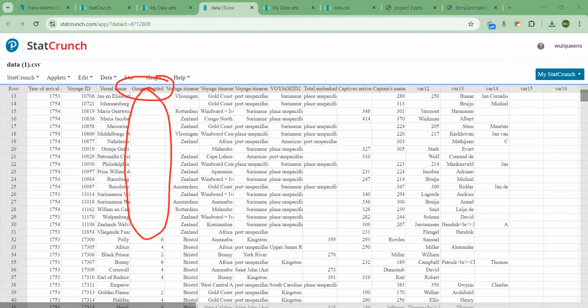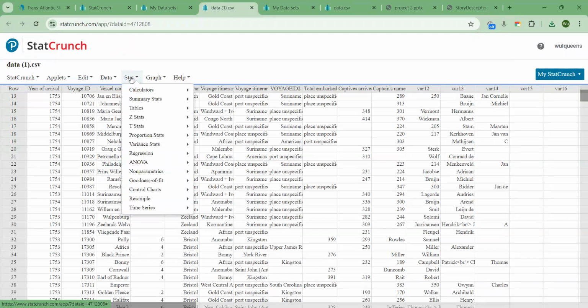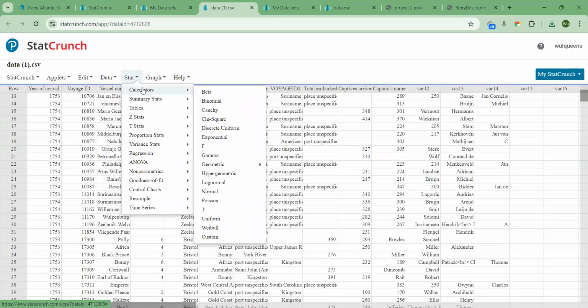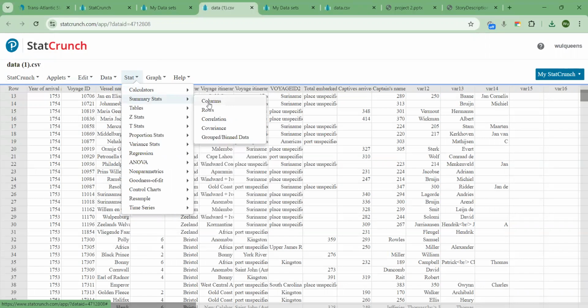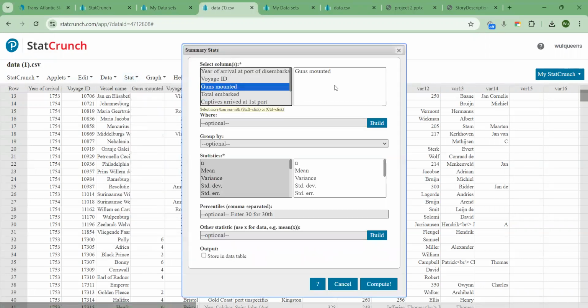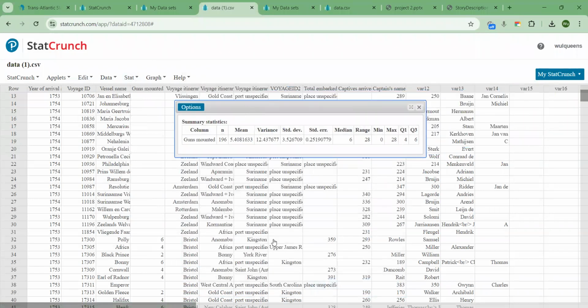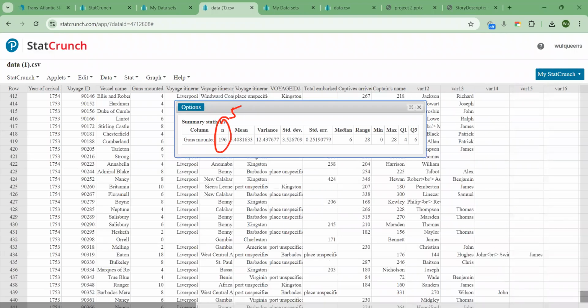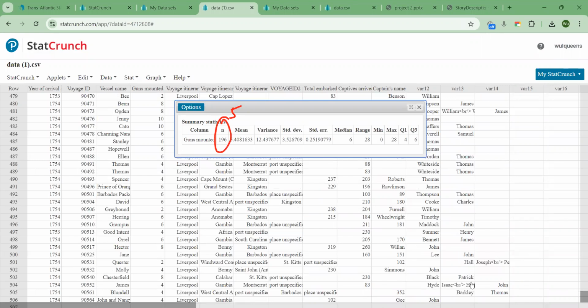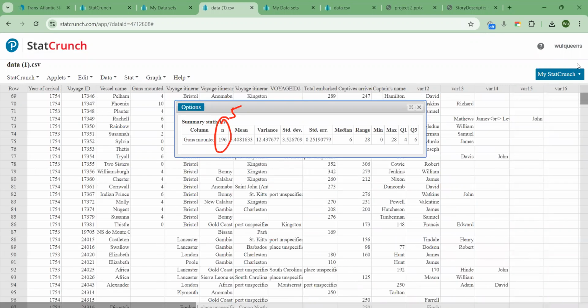We do see lots of data are missing in this particular column. So that needs to be addressed when you are writing your report. And what we need to do is just go to Stat and calculate the summary stats for this particular column, the guns. So guns mounted and compute. All right, we can see there's only 196 data values compared to, I think, around 506 data values in my data set.